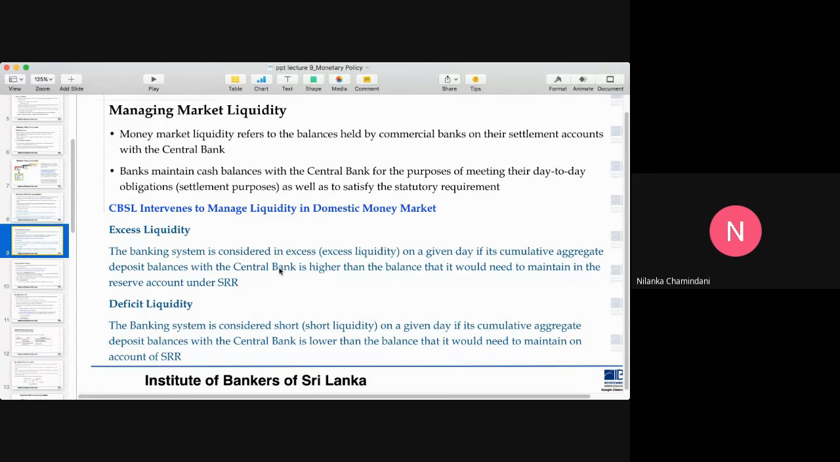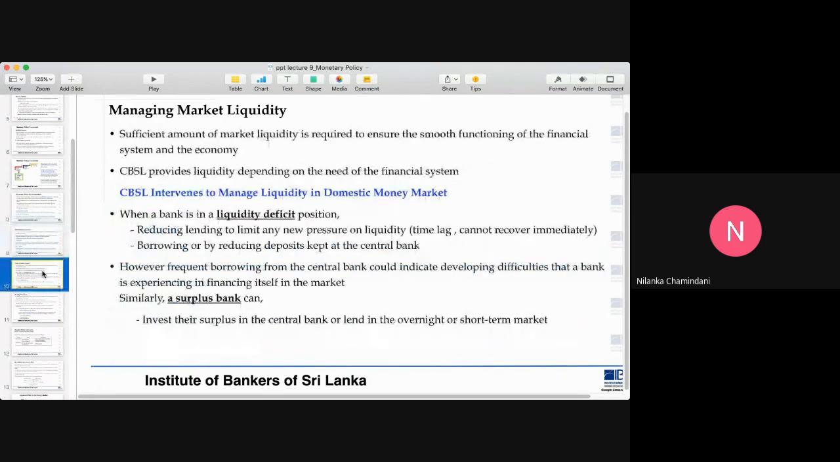So it is how the central bank monitors the liquidity position in the domestic money market. If there is a sufficient amount of market liquidity, there is nothing wrong with that. But if there is an excess or a shortage of liquidity, it will be problematic. A sufficient amount of market liquidity is required.